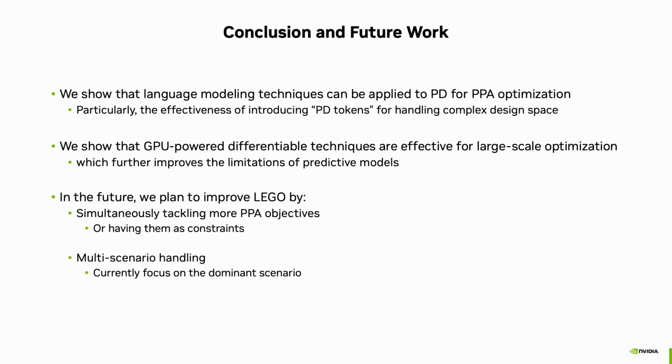Now we summarize our work, which has shown that by properly defining tokens, language modeling techniques can be well applied for PPA optimization in PD, and they are effective for handling large and complex design space. We also show how GPU-accelerated differentiable optimization techniques can be used for large-scale optimization in PD. In the future, we plan to improve LEGO by optimizing more PPA objectives simultaneously and also handle multi-scenario optimization.